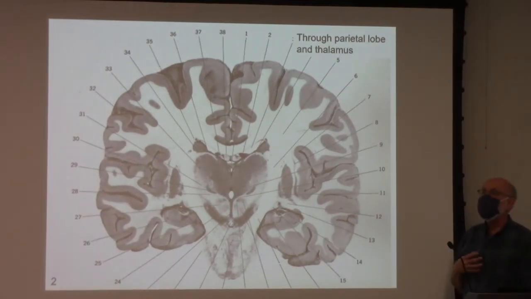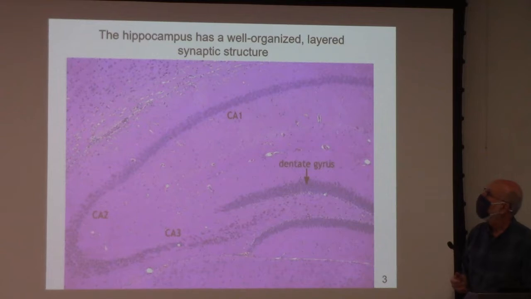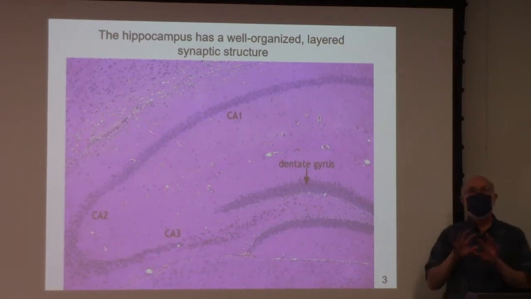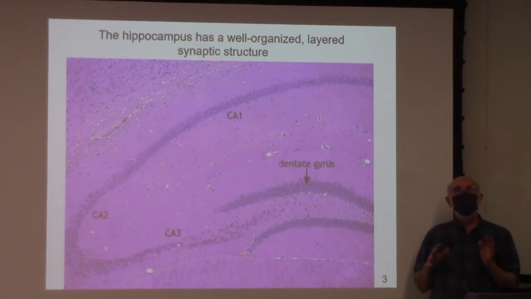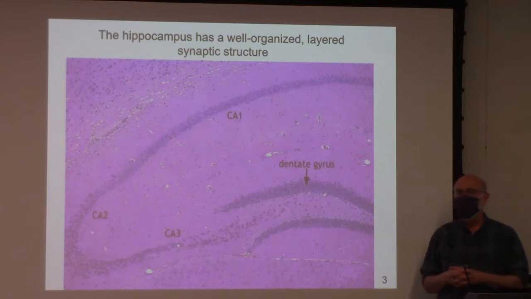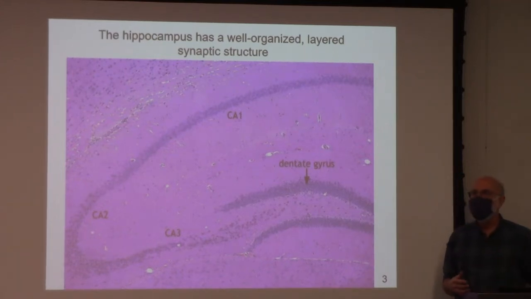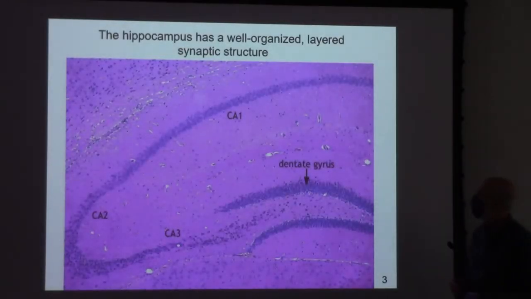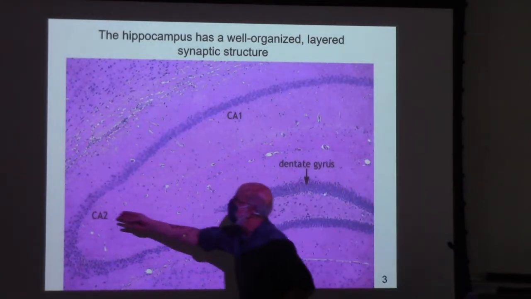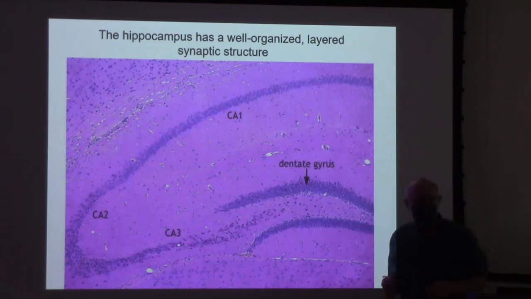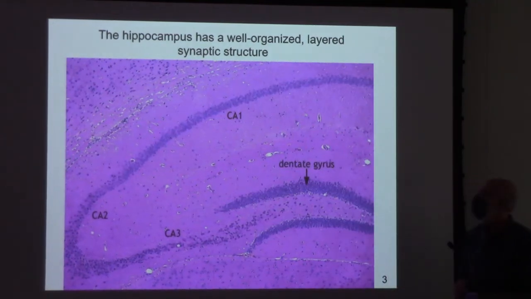The hippocampus is a remarkable structure because it has a very well-defined laminar structure. Well, I'm not going to ask you to learn the names of the different parts of the hippocampus. I do, and you don't have to. I just want to show you something beautiful.